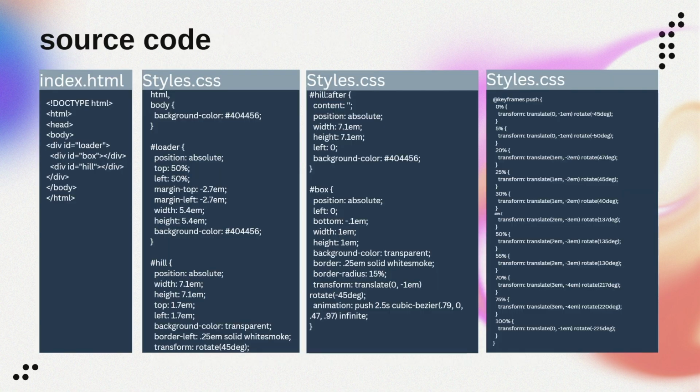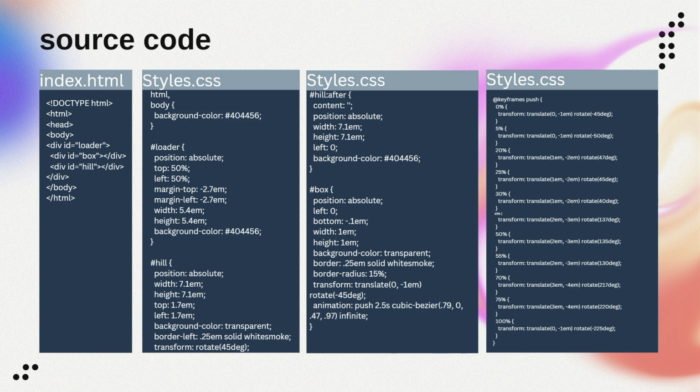So this is the source code for this animation. We have the index.html file and styles.css file. In the index.html file, we have the loader, which is the container of the animation. We have the box which represents the moving box, and the hill which represents the hill-like structure the box climbs.